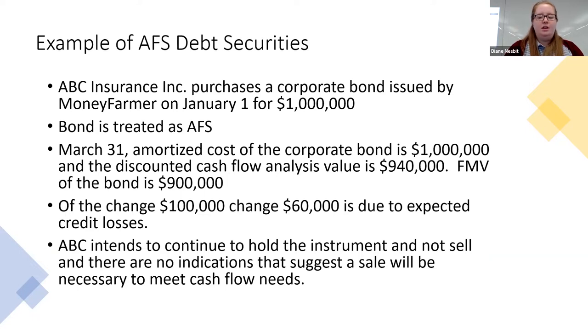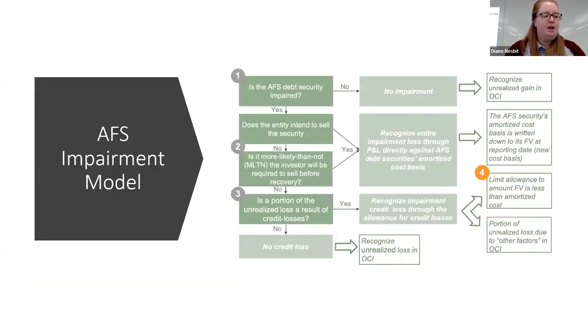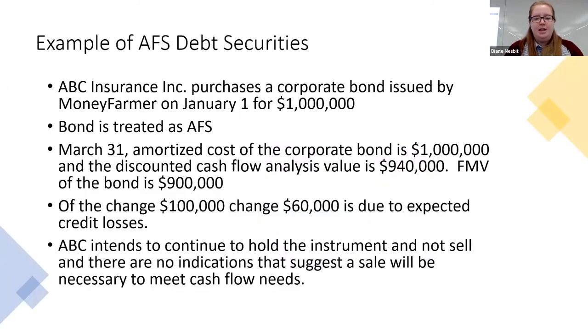So if we go back here for just a minute, our first question is, is it impaired? Since the current fair market value is $900,000, that says yes. So we need to do something. If we go back to the facts, that last bullet point says we don't intend to sell. We don't think we're going to have to sell it.